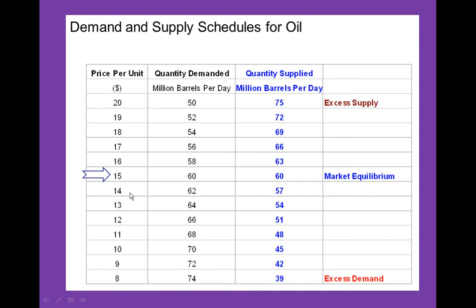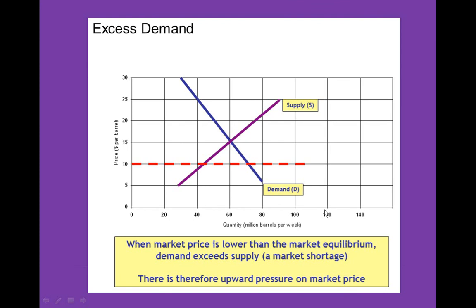At a price below $15, we see excess demand. So here we see demand is higher than supply. Okay, so we've got a shortage at this point because customers can't buy all of the products that they want. So the only point at which the buyers and suppliers agree is this $15 per barrel, and that's our market equilibrium. So on a diagram, we would see excess demand at any price below the equilibrium.